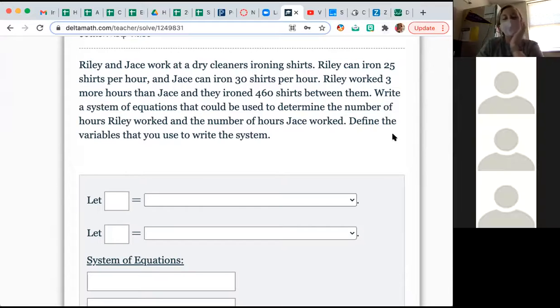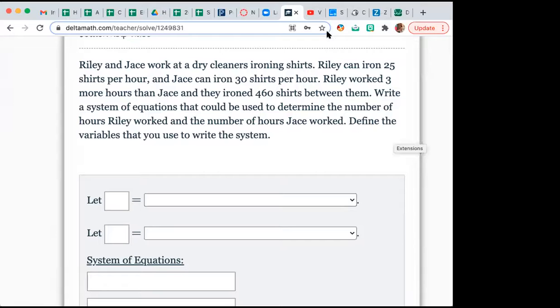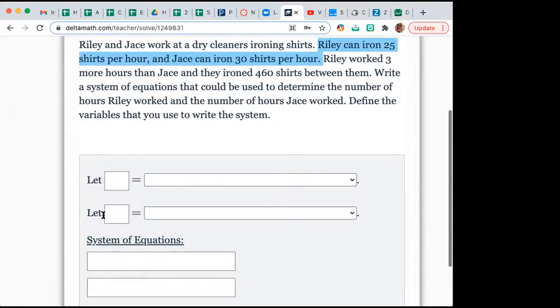Curtis, hush. All right. When you're dealing with system word problems, y'all, make sure you understand the subject, the topic of the sentence. Everybody look. Riley can iron 25 shirts per hour and Jace can iron 30 shirts per hour. The subject is how many shirts they can each do, right? Okay, so let's set up an equation and then we'll go back and do our variables.